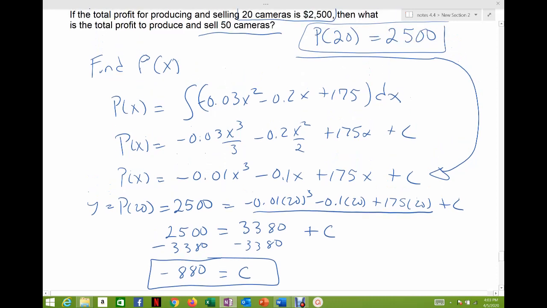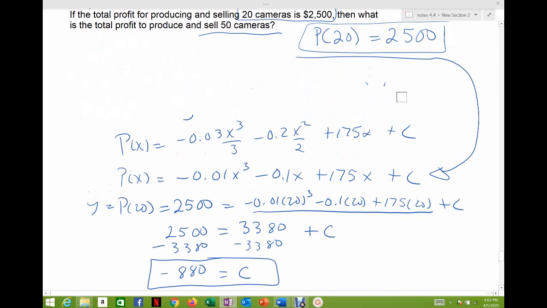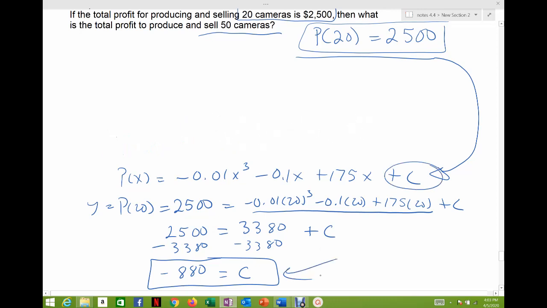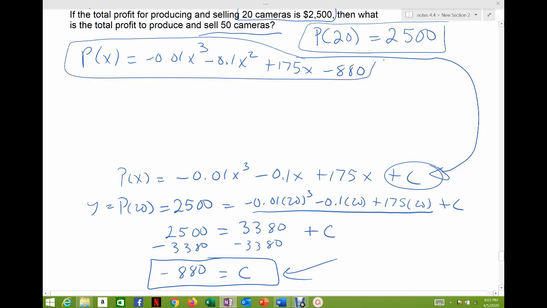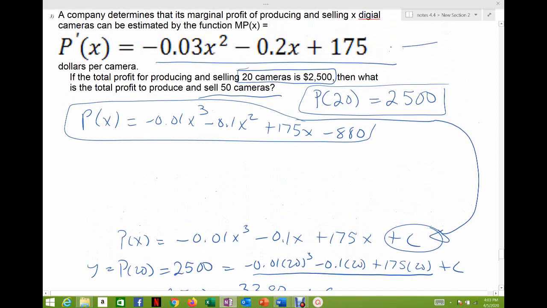Again, I'm going to erase this up here to write down the profit equation that we're going to use to solve the problem. So I now know what the C value is. That C value is negative 880. So my profit equation for this problem is negative 0.01x cubed minus 0.1x squared plus 175x minus 880. So there is the profit equation. When you take its derivative, it should come out to that derivative.